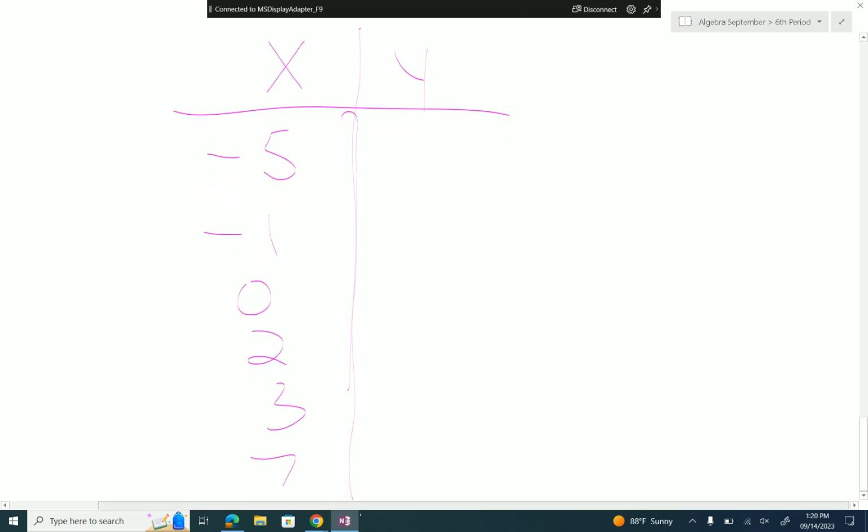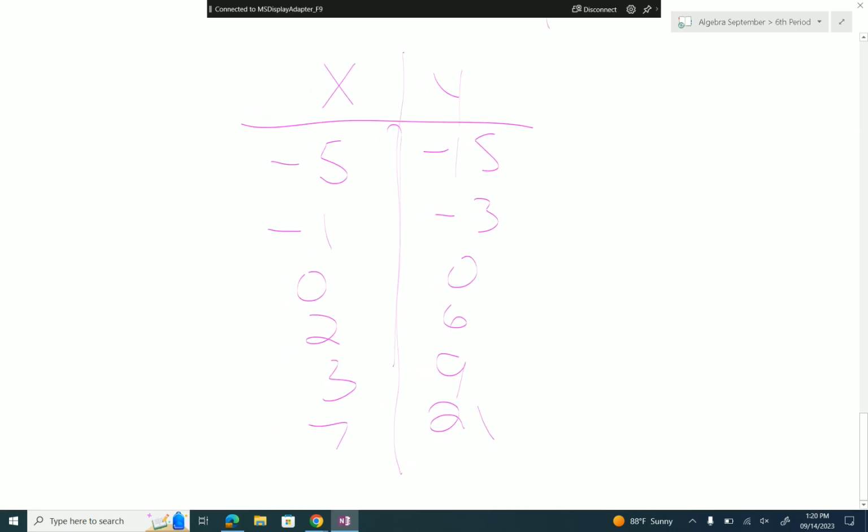Okay, one more. On this, at least. So we got -5, -1, 0, 2, 3, 7. And then we've got -15, -3, 0, 6, 9, 21. So, how do you think I'm going to determine if this is a line? We did something like this on the front yesterday. What do you think? Yeah, so we're going to try to find a constant slope because every linear function has a constant slope. Every line has a constant slope.